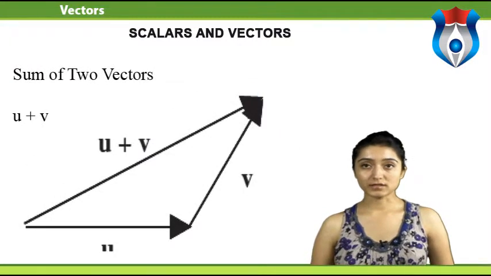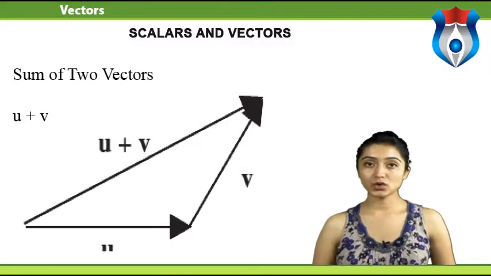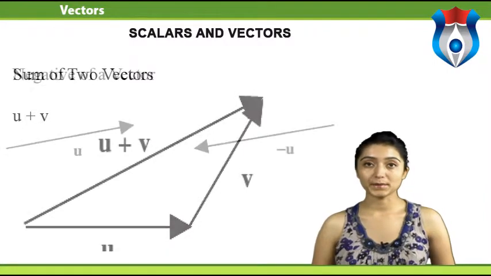Sum of two vectors. The vector u plus v, which is written as u plus v, is the vector whose initial point is the initial point of u and whose terminal point is the terminal point of v.